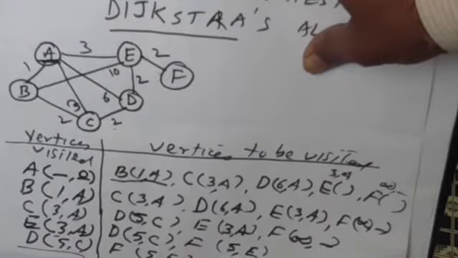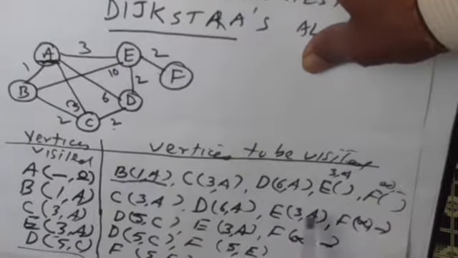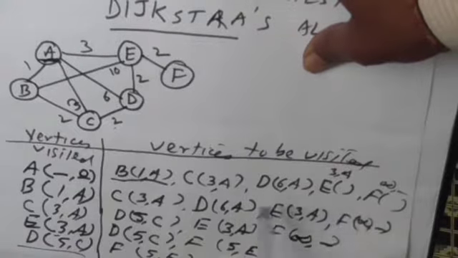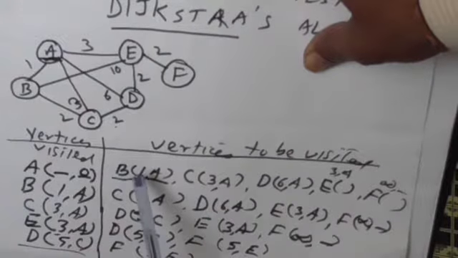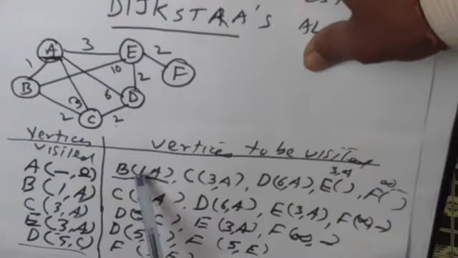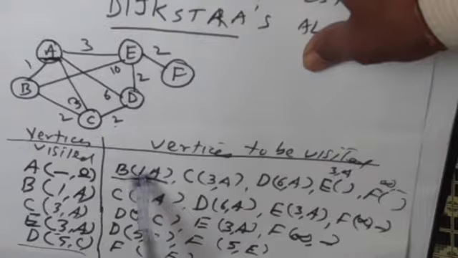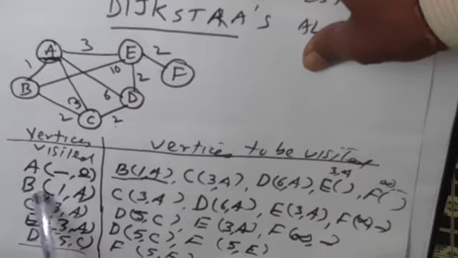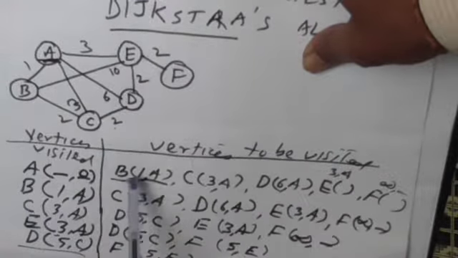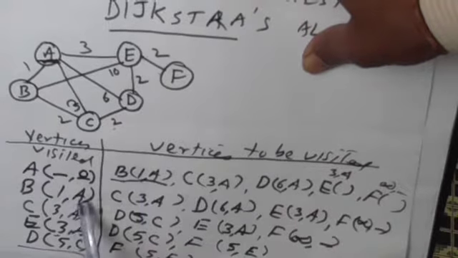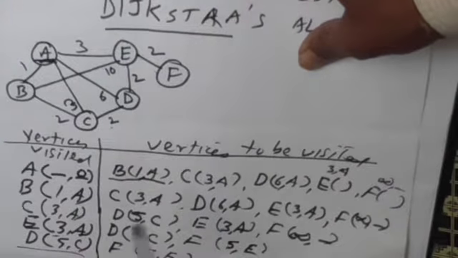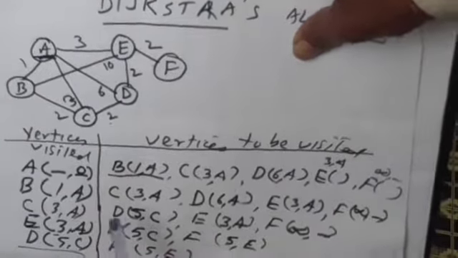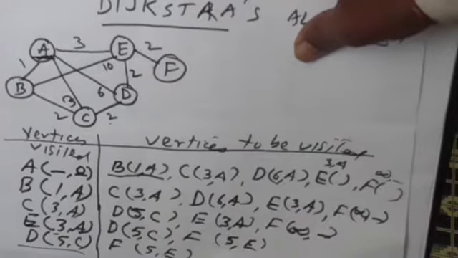In the next round, out of the vertices here, pick the vertex with the smallest distance. Here the smallest distance is B, having only 1. Therefore, I pick it up. I write here B, the distance is 1, and you have reached it from A. So after choosing B, the other vertices it needs to visit are C, D, E and F.